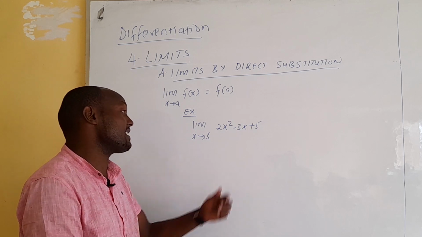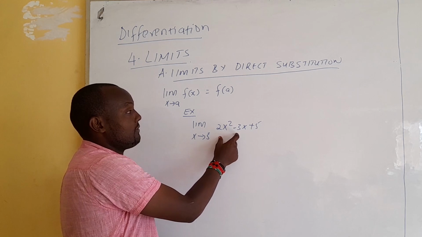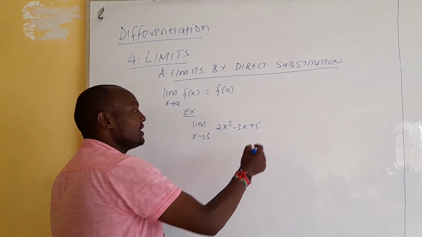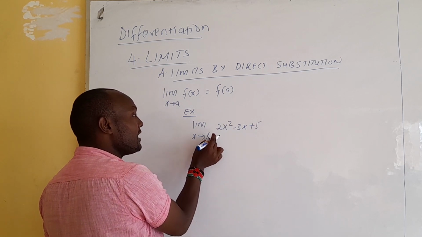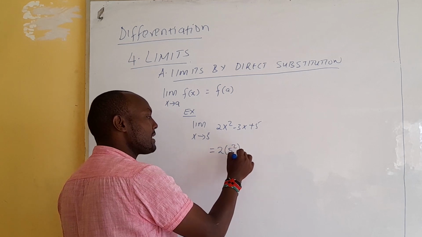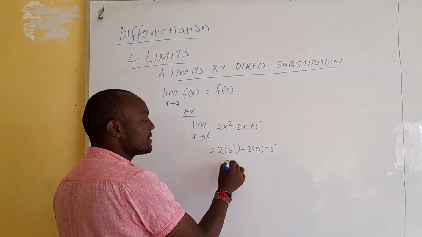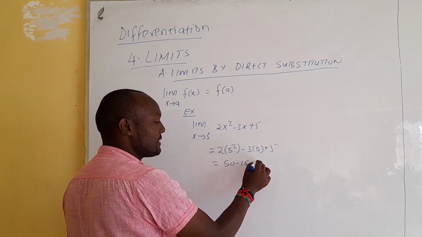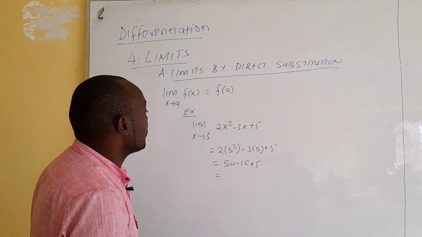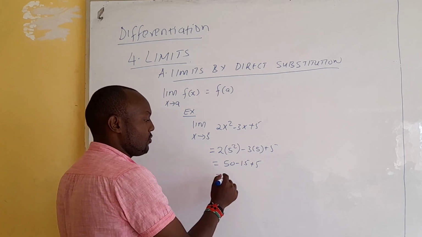With this one, it is easier to get the limit. Because the limit as x approaches 5 of our function f of x is just the same as f of a. Remember our a in this case is 5, so it will be 2 times 5 squared minus 3 times 5 plus 5. So we will get 50 minus 15 plus 5. We will get what? We get 40.